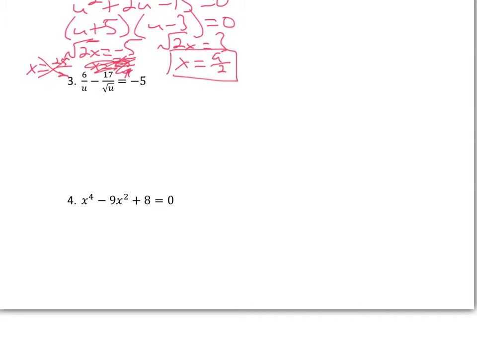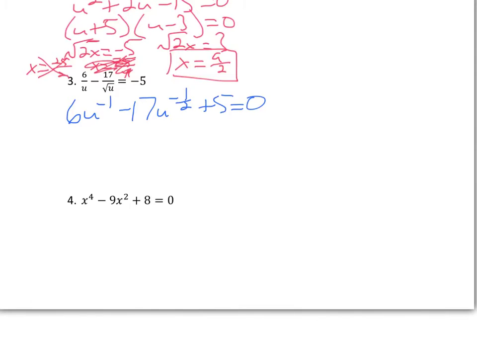Basically negative exponents. This is the best way to handle this one. So what we're going to do is make this 6u to the negative 1 power minus 17u to the negative 1/2 power, because remember, square root of u is like 1/2, and it's still in the denominator, so it's negative 1/2. Bring the 5 over, equals 0.